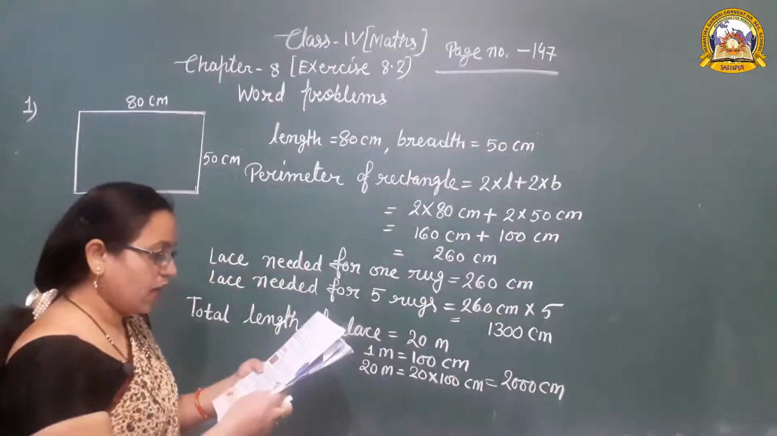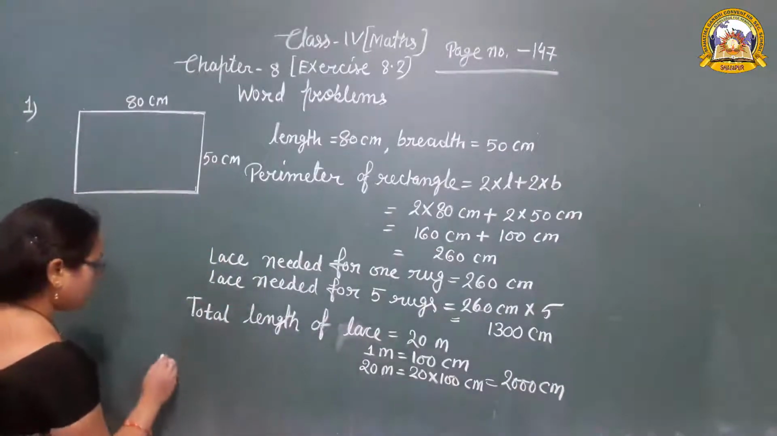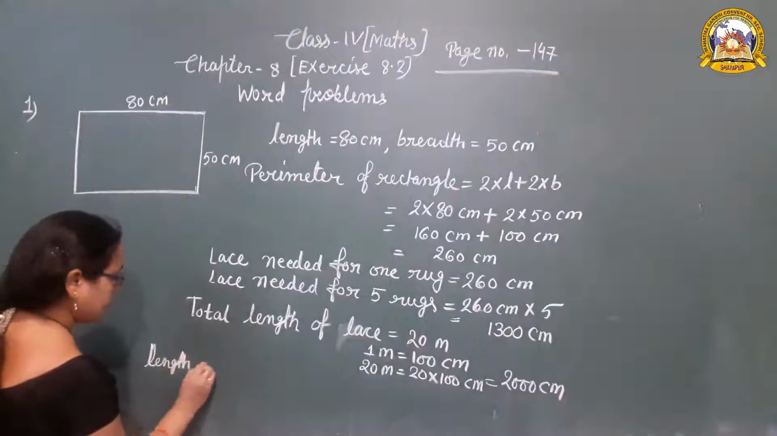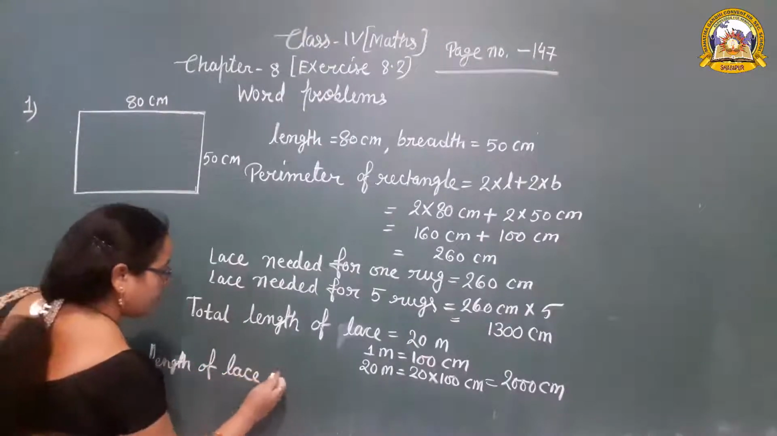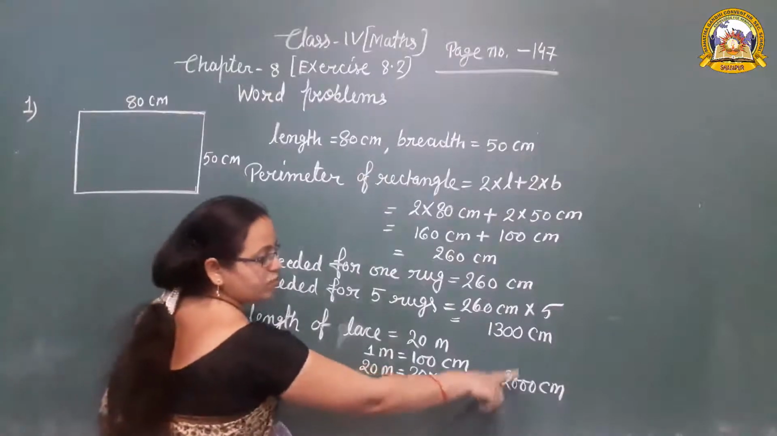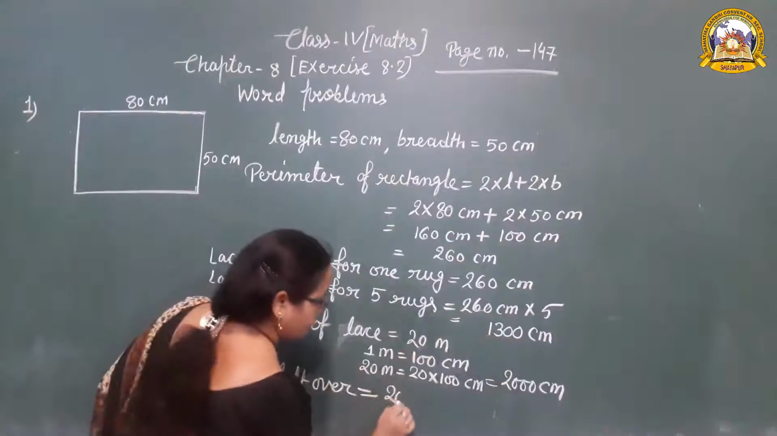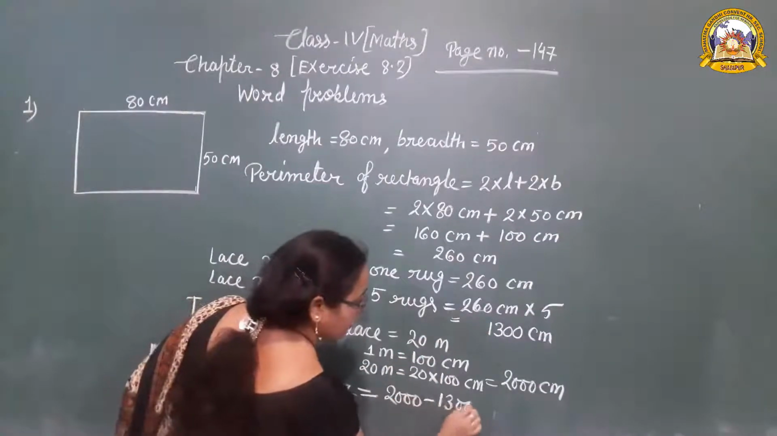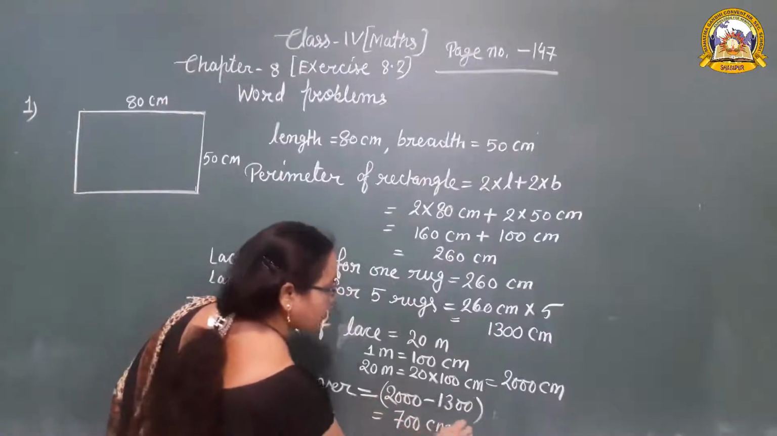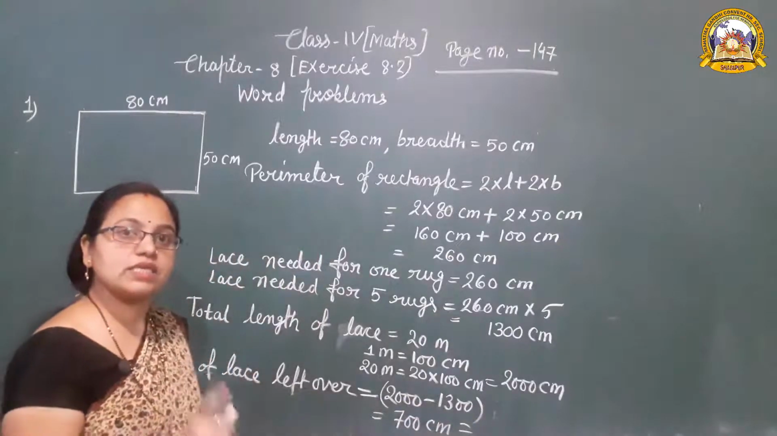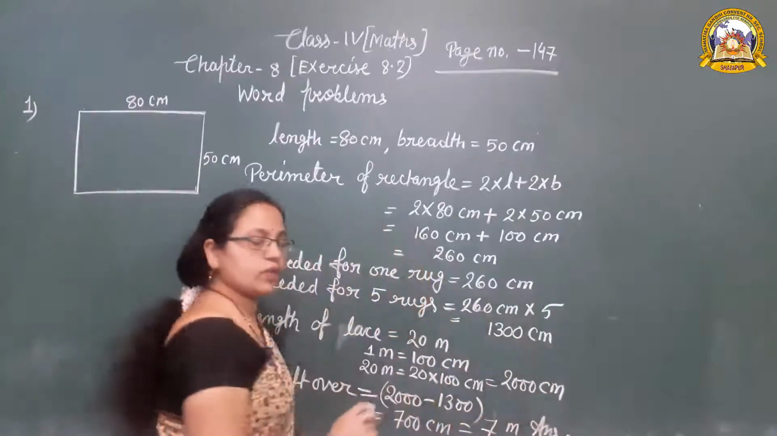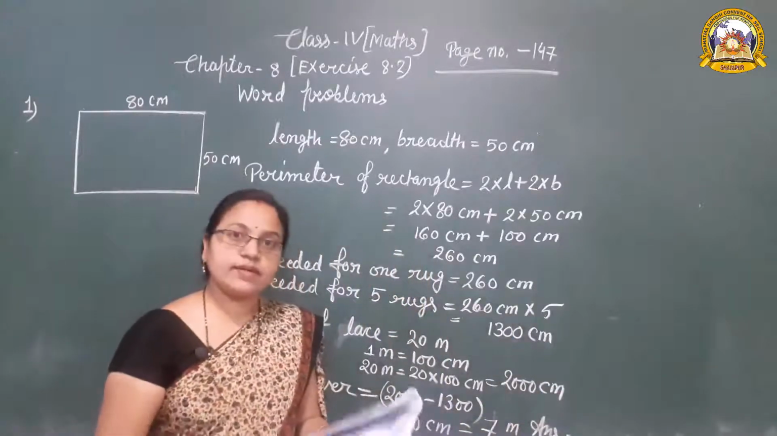Now the third question: how much lace will be left over? Length of lace left over is equal to 2000 centimeter minus 1300. So what do we get? We get 700 centimeter. 700 centimeter means 7 meter. That's the answer. Have you cleared this question?